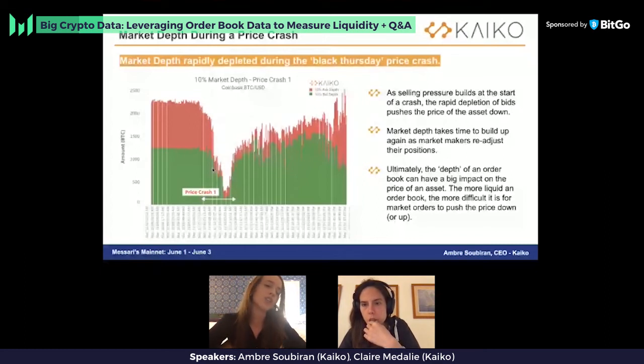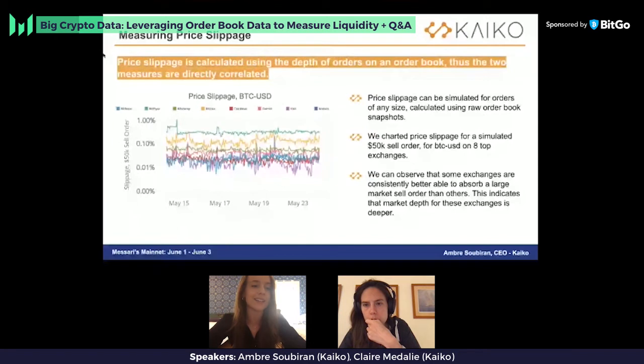So let's move on to our next measure, which is price slippage. You may sometimes wonder why institutional traders don't trade on exchanges and only trade over the counter. The reason is price slippage. Price slippage measures the percentage change in price that results from a large market order.